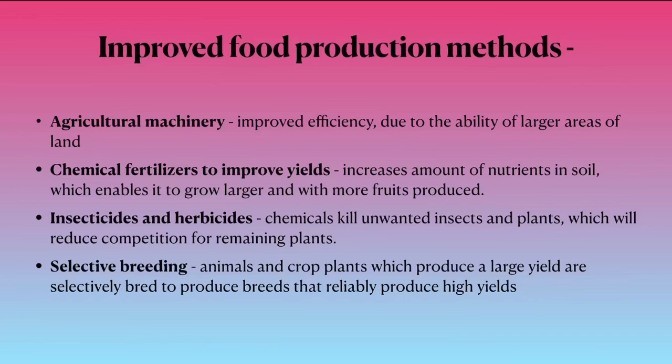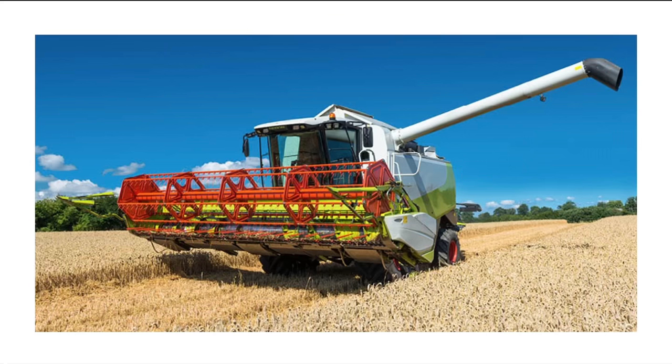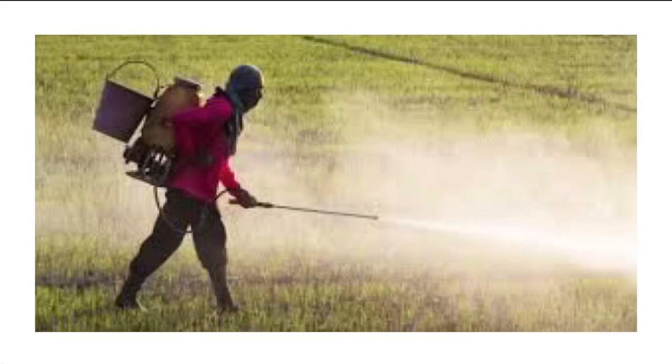Selective breeding. Animals and crop plants which produce a larger yield are selectively bred to produce breeds that reliably produce higher yields. This is in agricultural machinery, and this is the insecticide and herbicide fertilizers.